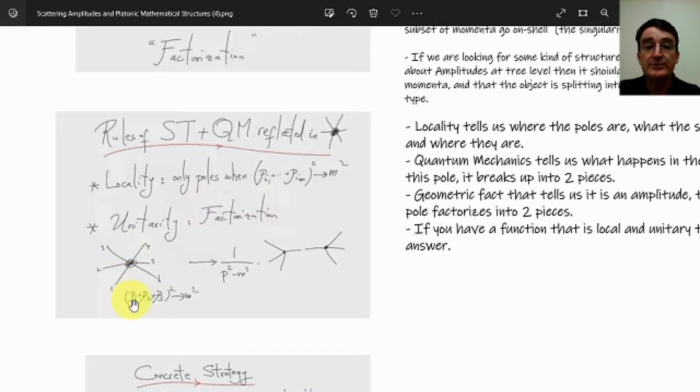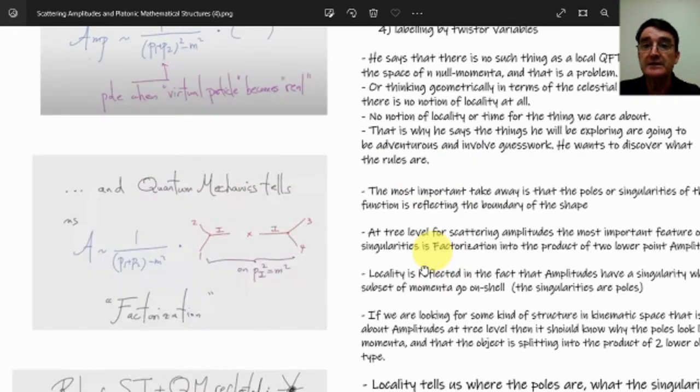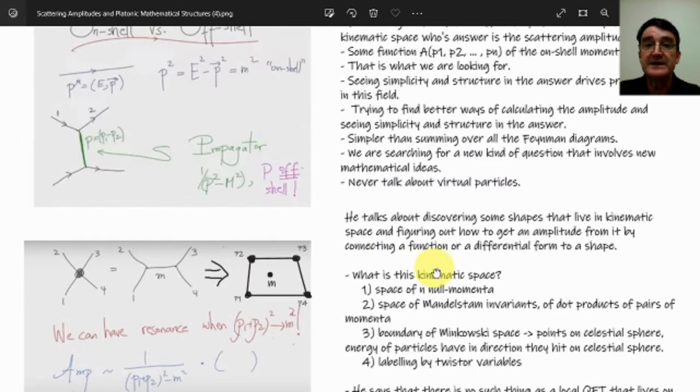So when a subset of the momenta goes on shell, meaning the particle becomes real, when p squared minus m squared, when there's a pole here, then we get this factorization into two pieces. Okay, so that's the scattering process.